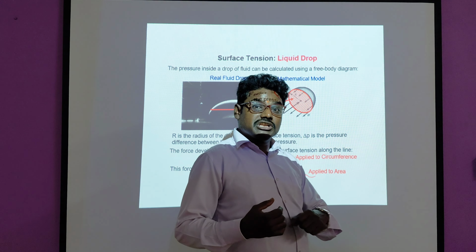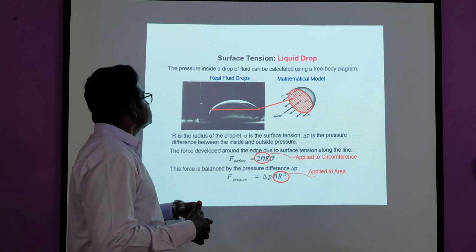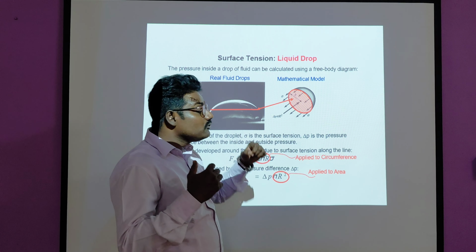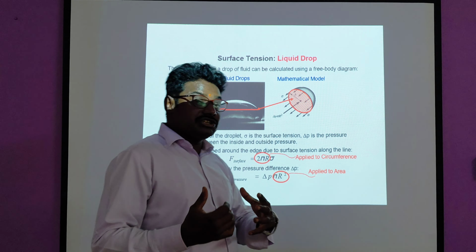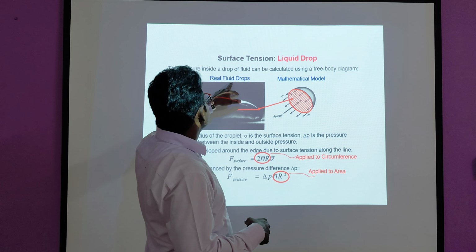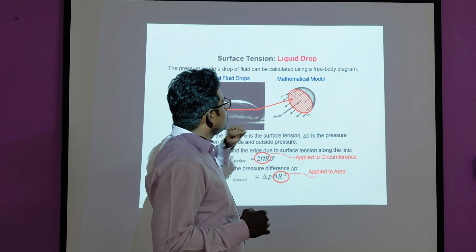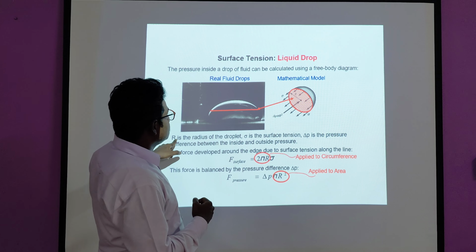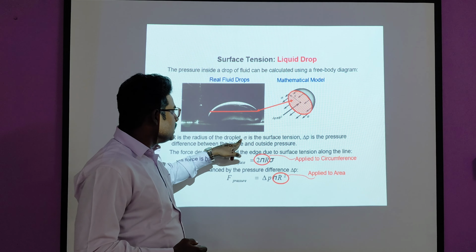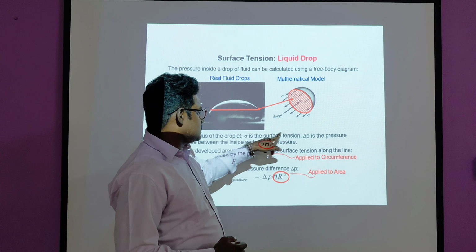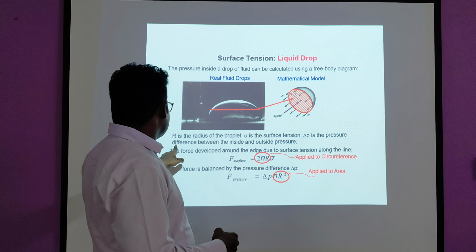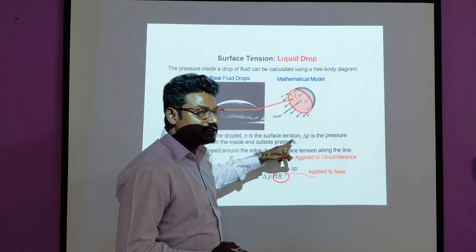See, surface tension, liquid drop. The pressure inside a drop of the fluid can be calculated using a free body diagram. Okay, how can a real fluid drop be mathematically modeled? See, R here. R is the radius of the droplet. Okay, this symbol is the surface tension. Delta P is the pressure difference between the inside and outside pressure.